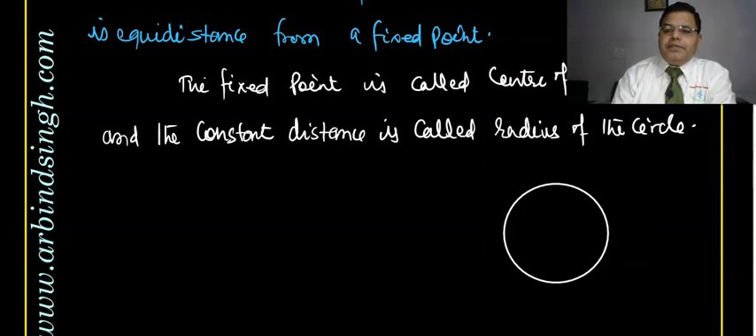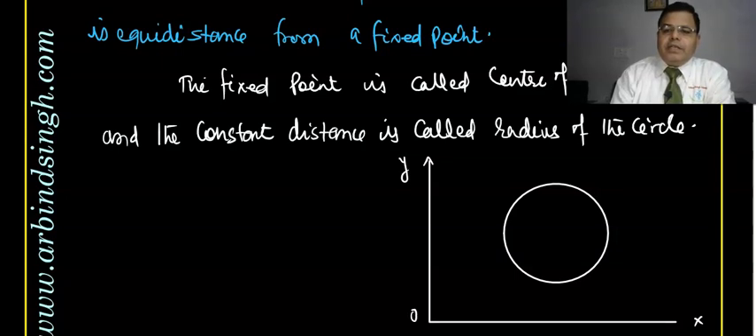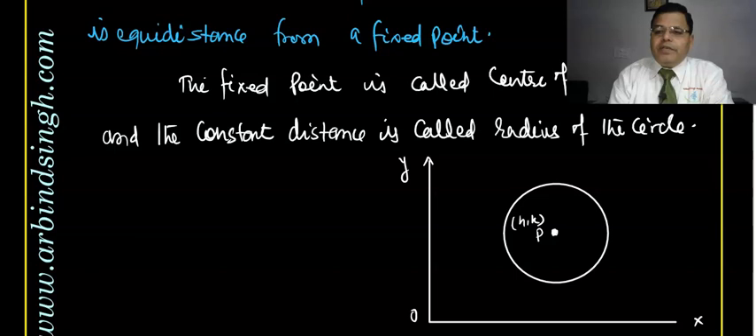Suppose this is a Cartesian system, and in this Cartesian system, this is the x-axis, this is the y-axis, and this one is the origin. There is a fixed point, and this fixed point is called the center, and the coordinate of this fixed point is h comma k, say P. Now any other point, say Q, has coordinate x, y, and the distance from P to Q is always constant. This PQ is the distance from the center and is always constant.